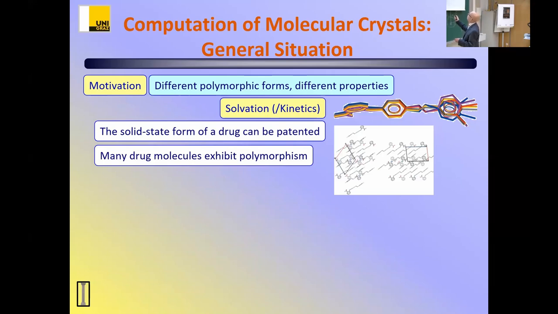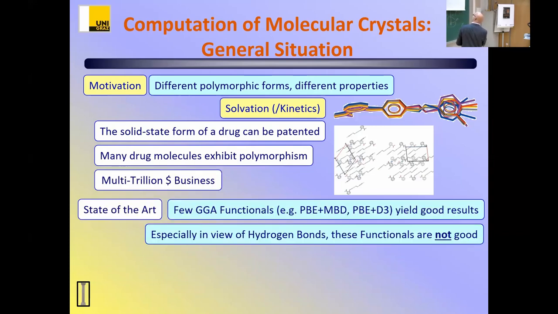So this was one system, and you also have cis-trans polymorphs for this molecule. And this is actually also a drug molecule. This is a very, very large multi-trillion dollar business.